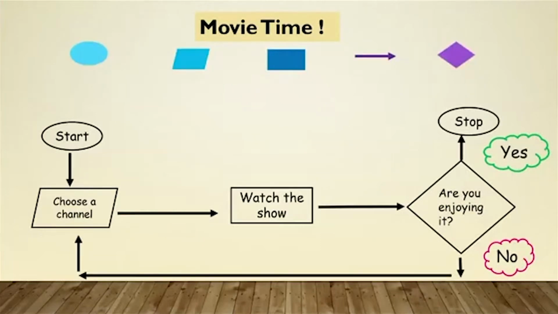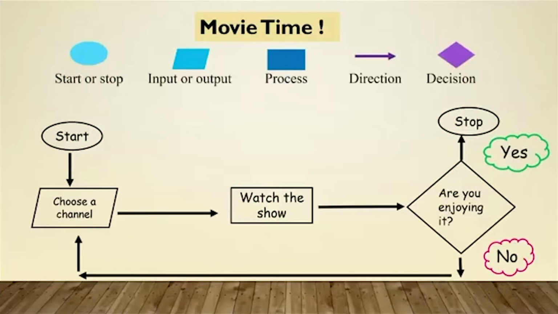So let us look at the parts of the flowchart for the movie time. Remember, these are the symbols that we use. Do you spot them in the flowchart?